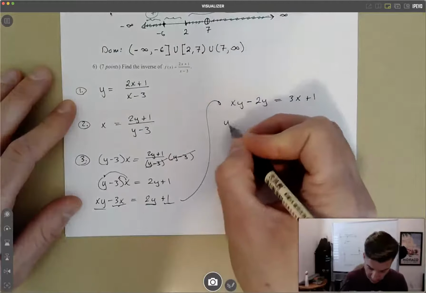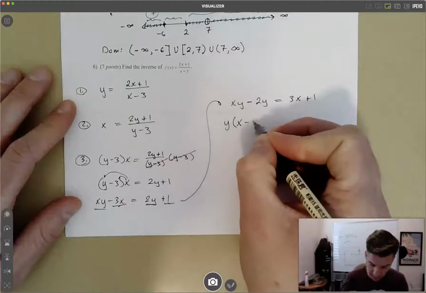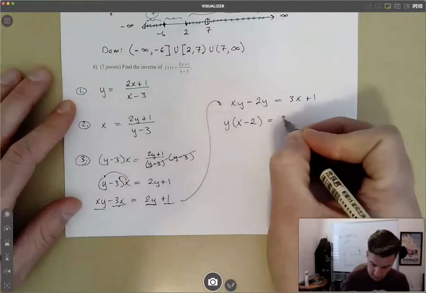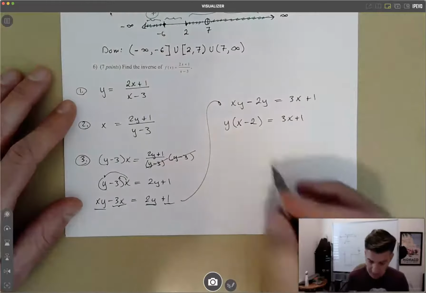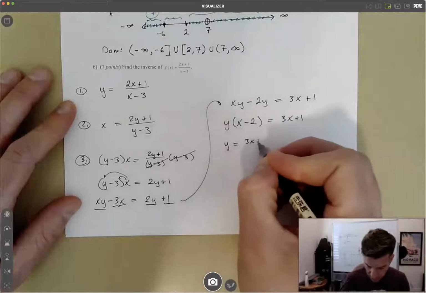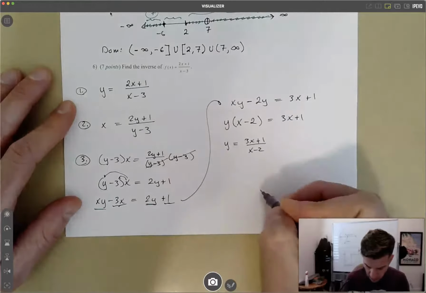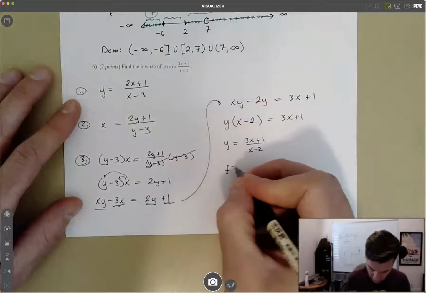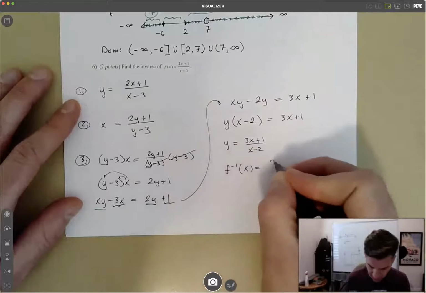So I can factor or divide out a y and be left with y times x minus 2 equal to 3x plus 1. Then I'm going to divide by x minus 2 and get y equal to 3x plus 1 over x minus 2. And that is your inverse function. You don't have to write it as f inverse, but I feel like I should.